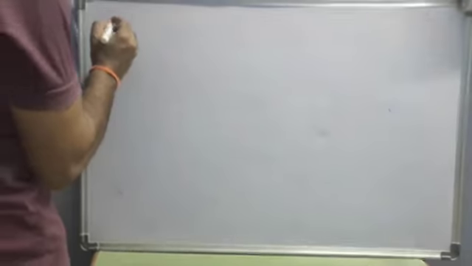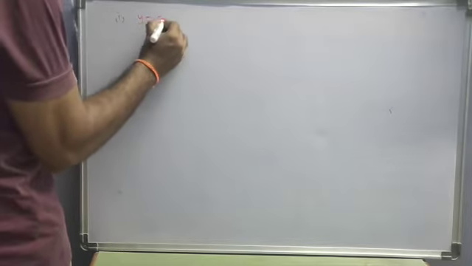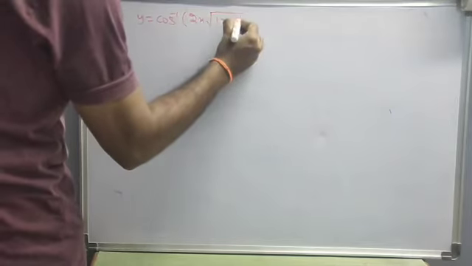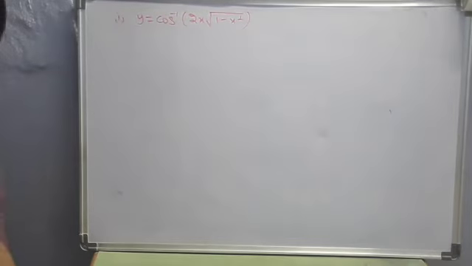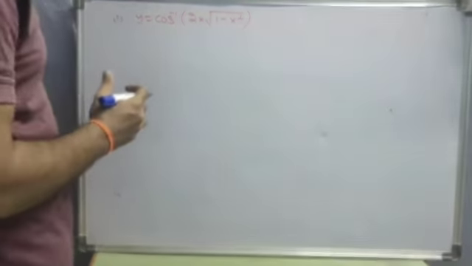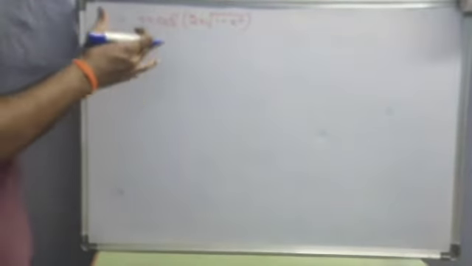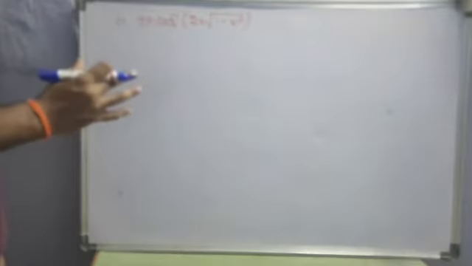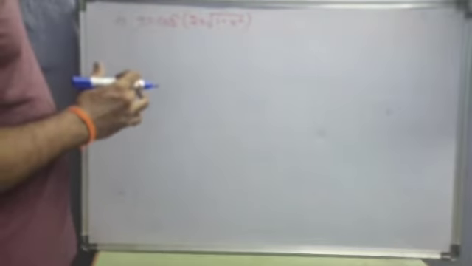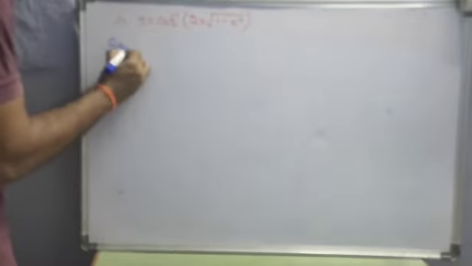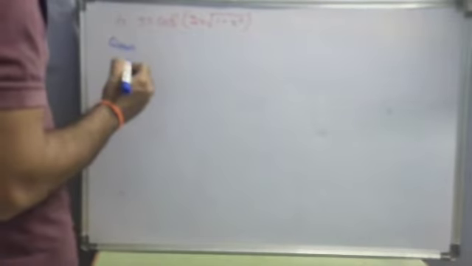Next I am taking y equal to cos inverse of 2x into square root of 1 minus x square. Generally if we go like this and take the general formula for cos inverse of f of x, it will take very large steps. That means we have to think whether any substitution process is there. Suppose you observe 2 sin theta cos theta, like that. So here I am using the substitution process.